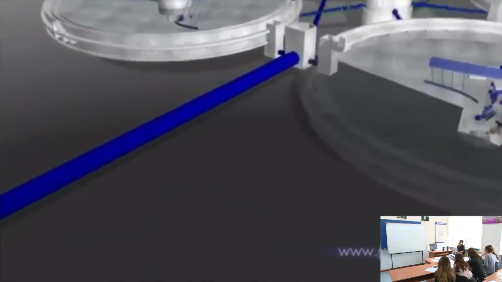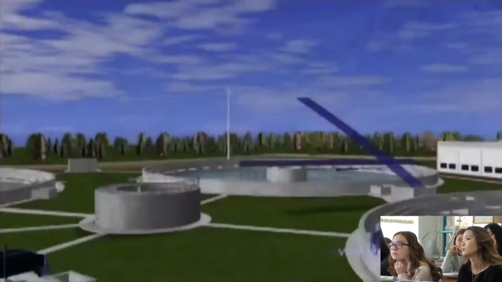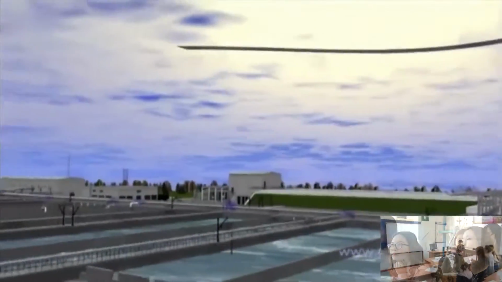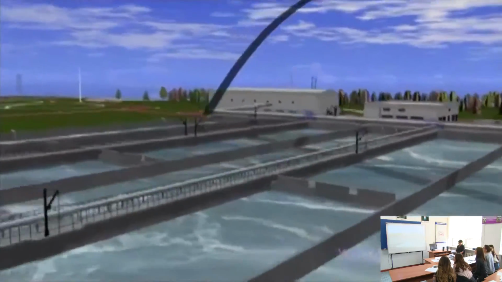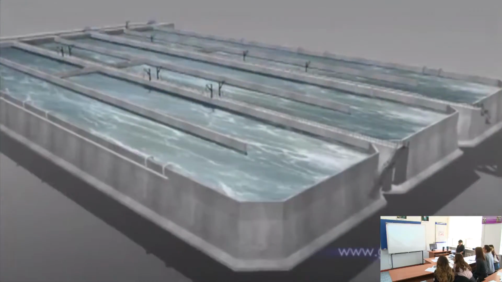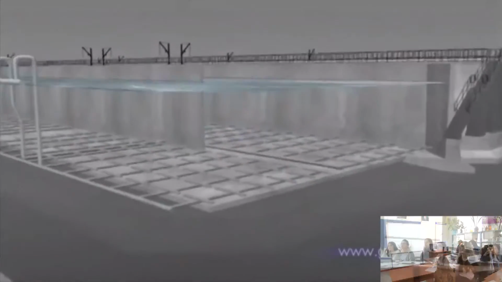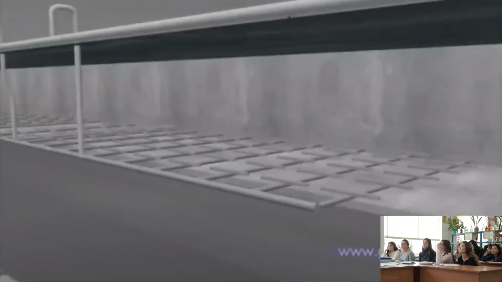The water now travels on to secondary treatment. This part of the process removes nutrients like phosphorus and nitrogen, which helps keep rivers and lakes clean. Algae thrive in waters high in nutrients. When bacteria feed on algae, they use up all the oxygen in the water, creating dead zones that cannot support fish or other aquatic life. However, nutrients are also a valuable resource, particularly for agriculture, and can be recovered through the treatment process.